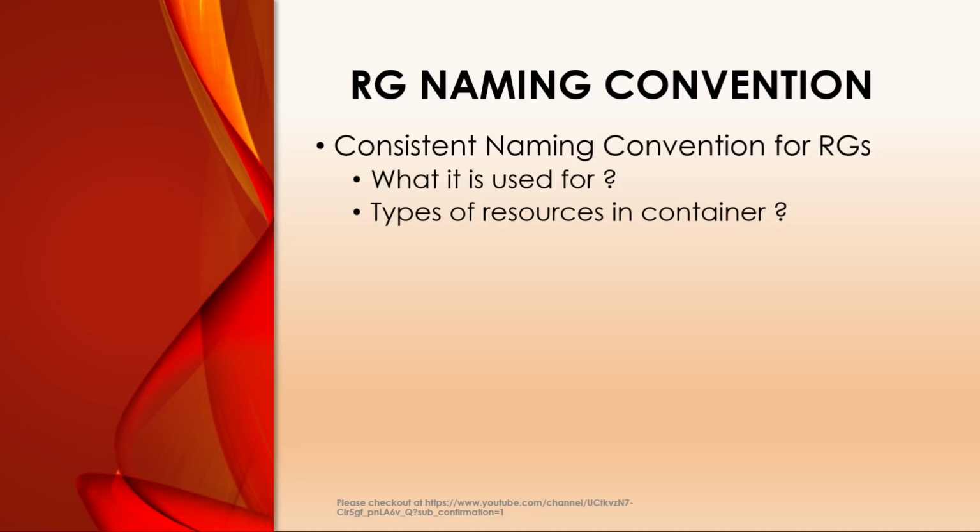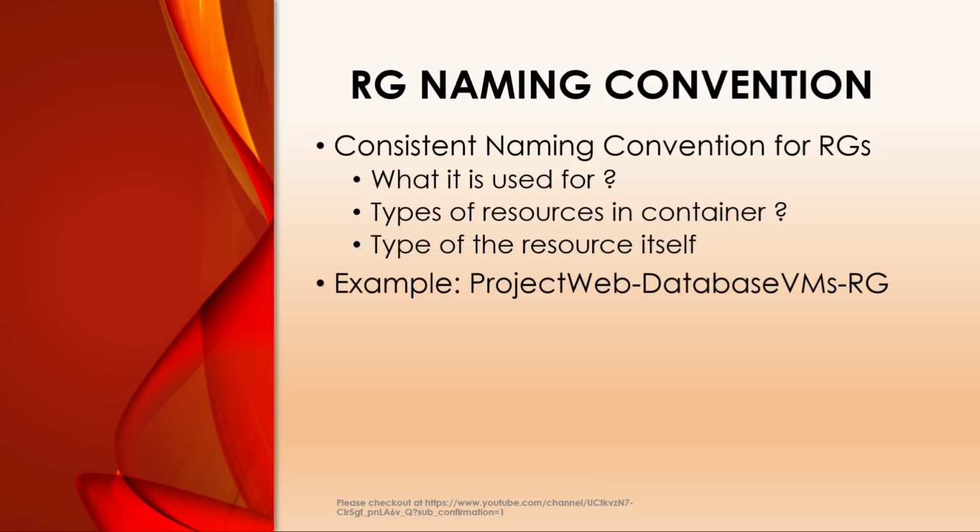And the types of resources in the container, you can use your naming convention based on that. You can use it for the type of resources itself. So an example can be project-web-database-VMs-RG. That will actually give you a correlation that this particular resource group will have database virtual machines for a web project. So it will consist of virtual machines only for databases.